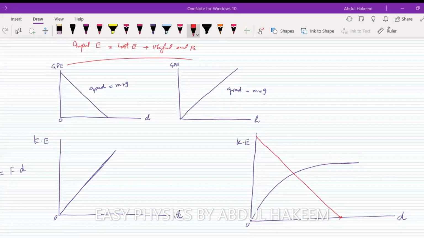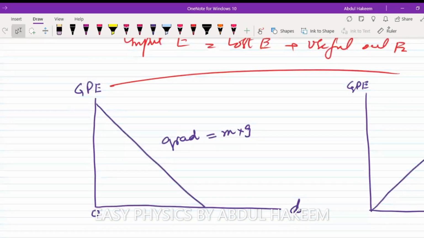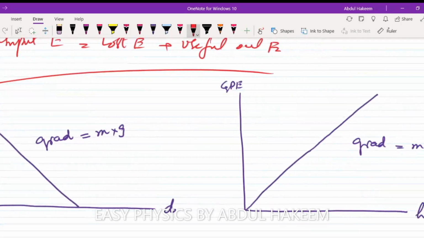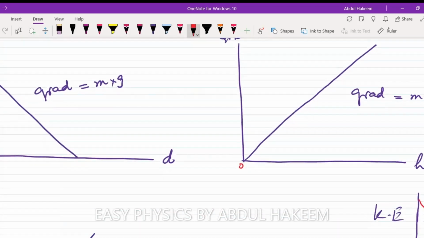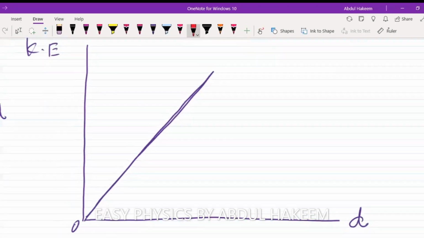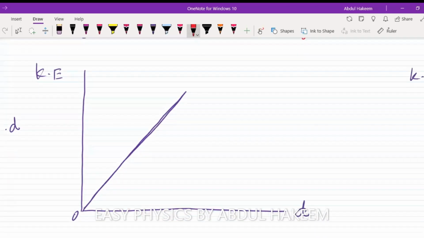Okay, look at a few graphs. If gravitational potential energy and the distance covered by the falling object are plotted, the gradient will be mass times g, the acceleration due to gravity. If the x-axis is height, then at zero height the potential is definitely zero, so the gradient is constant: mg, m constant, g constant. Now, kinetic energy.